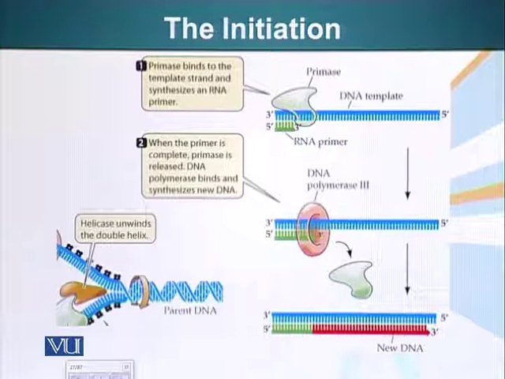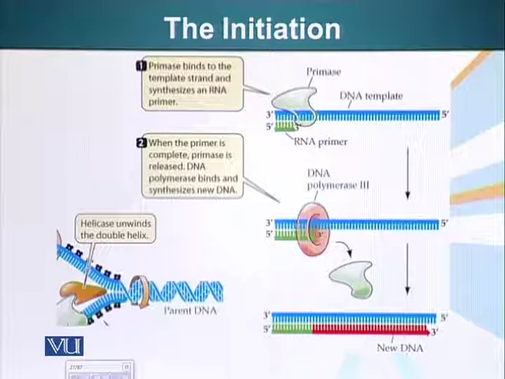The next issue becomes replicating the DNA. It so happens that there is no known DNA polymerase, no enzyme that can start the replication of DNA molecule on its own. It needs help. It needs a primer. Primer is basically a short sequence of polynucleotides complementary to the DNA template, but this strand is made up of RNA nucleotides.